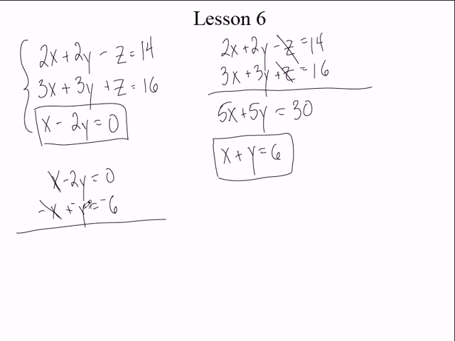What do we get here? Negative 2y minus y. What's negative 2 minus 1? It's negative 3y, equals 0 minus 6, which is negative 6. Divide by negative 3, and we've got our first one. So y equals what? Positive 2. Let's circle that. So now, once you get 1, the rest are actually pretty easy.